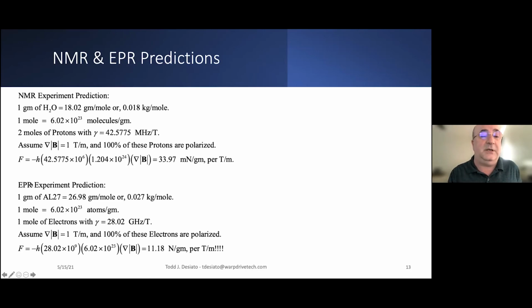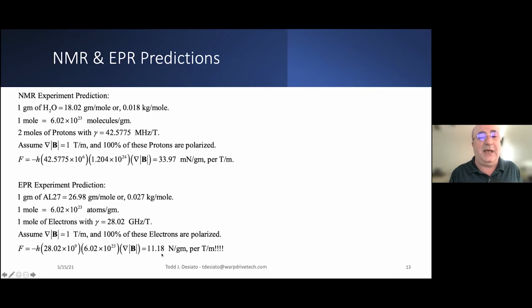Now, Mark is working on the EPR experiment. It doesn't require a gradient in the magnetic field, but I know that it's required, and it's there regardless. But having too uniform a field may actually kill the effect. The effect you want is with a gradient of 1 Tesla per meter, and he's going to test a sample that's an alloy of aluminum and iron and some other stuff. But I just used regular aluminum, and I assumed 1 mole of free electrons. Electrons have a resonance of 28.02 gigahertz per Tesla, so 3 orders of magnitude greater. For the same gradient in the magnetic flux density, we get 11 newtons per gram. That's huge, and so I think we just found the needle in the haystack here.